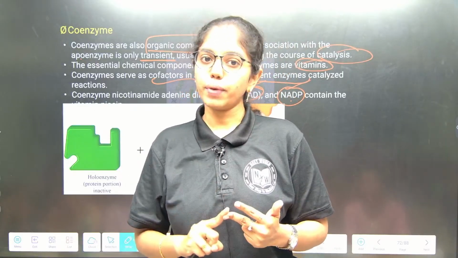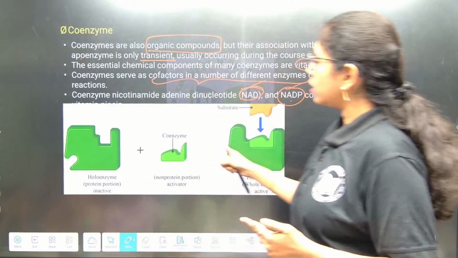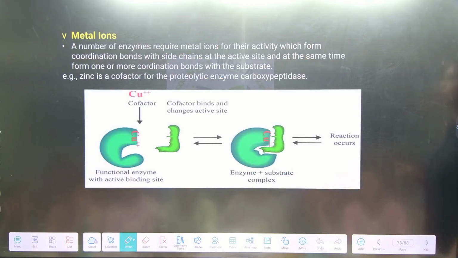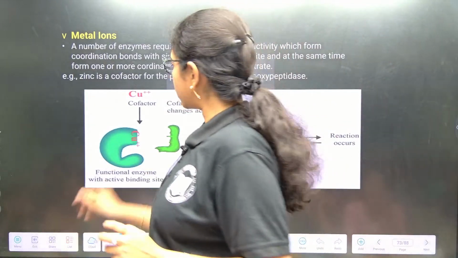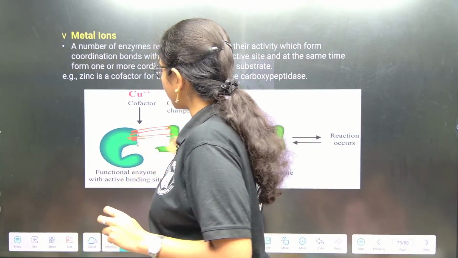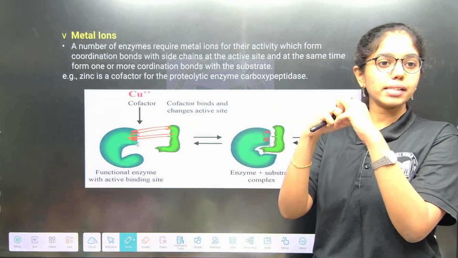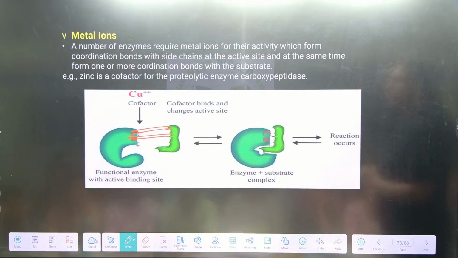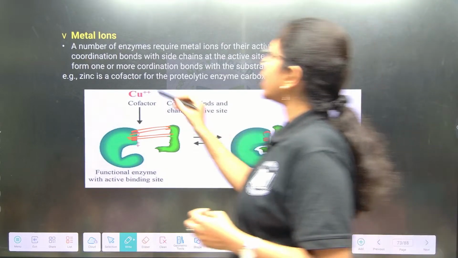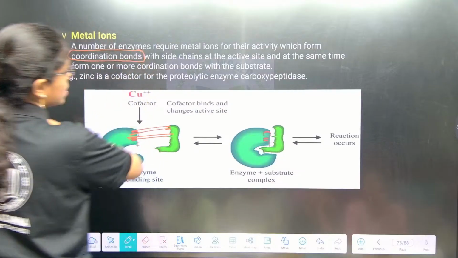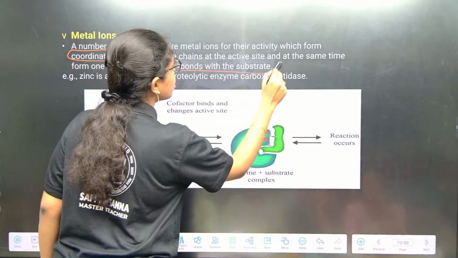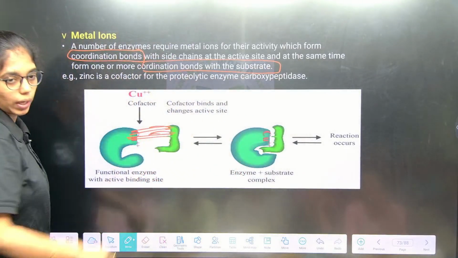Okay, and vitamins. This is the association of coenzyme. Second and last segment of the chapter is metal ion cofactor. Metal ions are attached to the enzymes by coordination bonds. How are they bound to the enzymes? By coordination bonds. A number of enzymes require metal ions for their activity, which form coordinate bonds with the side chains at the active site. At the same time, they form one or more coordination bonds with the substrate as well.